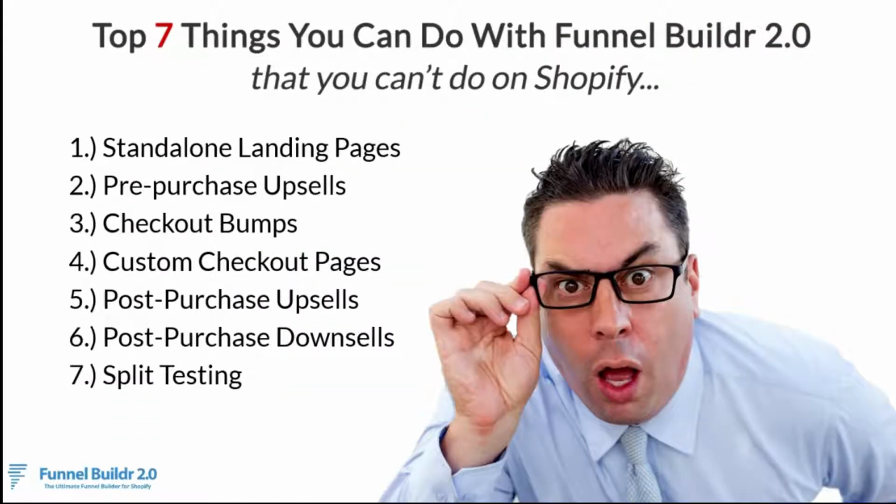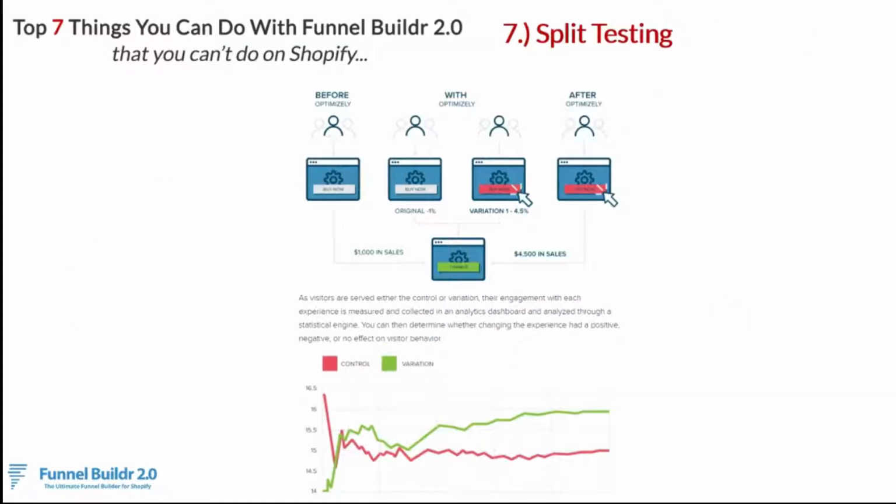Okay, and finally, number 7 of the things that you can do with Funnel Builder 2.0 that you cannot do on Shopify, that is split testing. If you're not familiar with split testing, it's basically just comparing 2 different versions of a website to see which one converts better. Really, you don't need to worry about split testing until you find something that's already converting that you can actually improve upon.